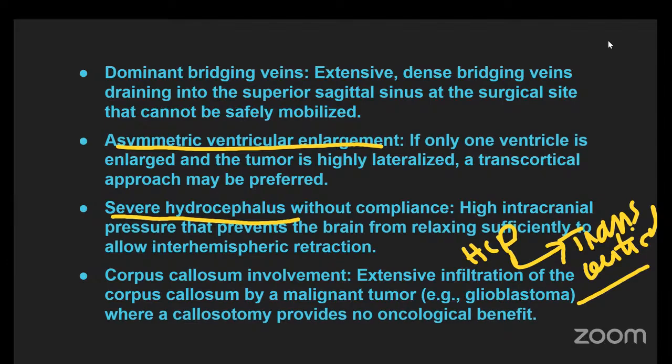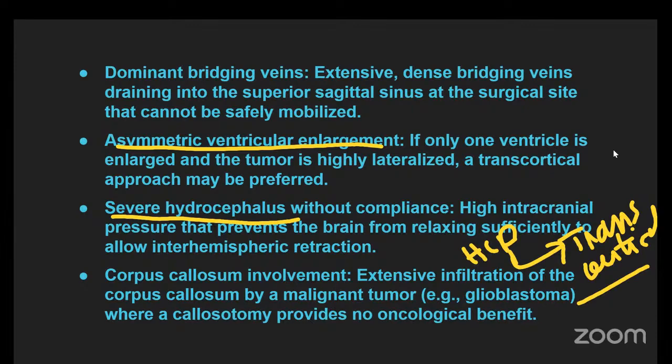Apart from that, if you're operating on a case where there is already some involvement of the corpus callosum, then that is a relative contraindication as well. I have studied cases like this, and I have also seen some senior surgeons operating still, even if there is corpus callosum involvement. But I think this would be a surgeon's choice and still a relative contraindication.